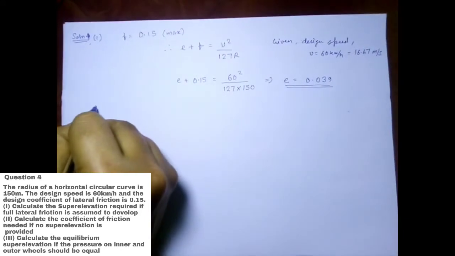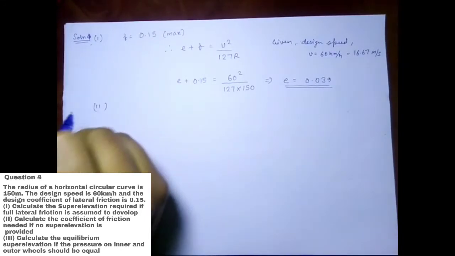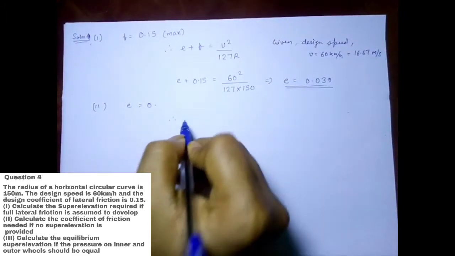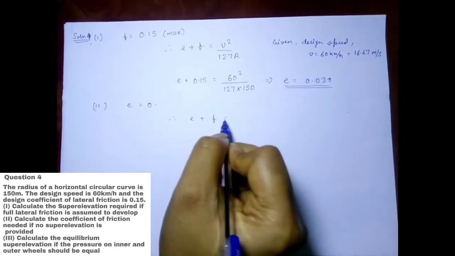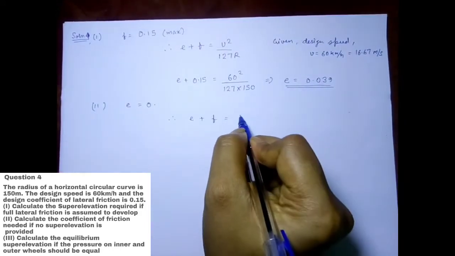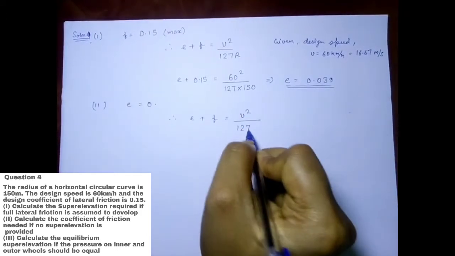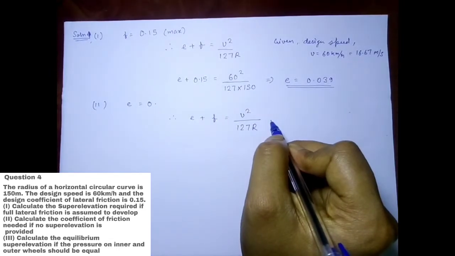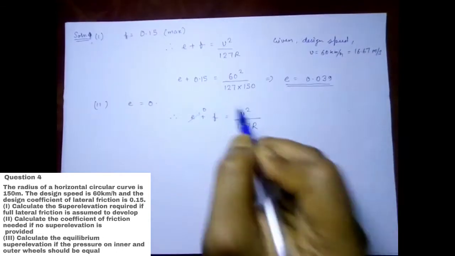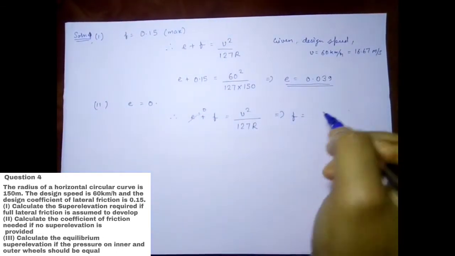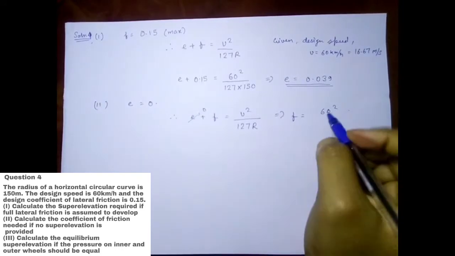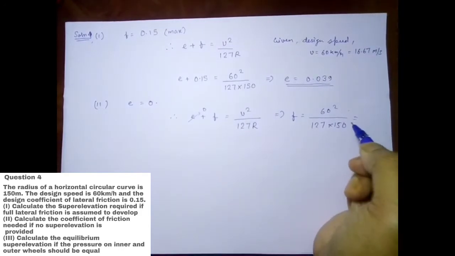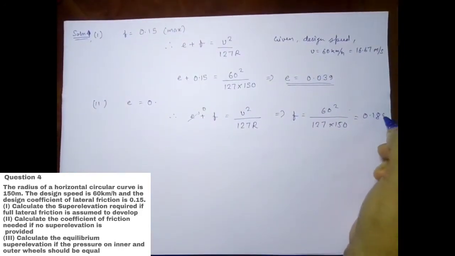So in part 2, it is said that e is equal to 0. Therefore e plus f is equal to V square upon 127 R, and e is equal to 0. Therefore, f is equal to 60 square upon 127 into 150, which is equal to 0.189.